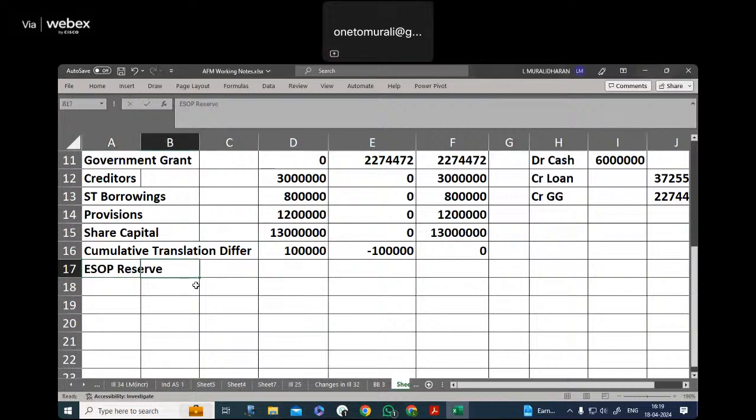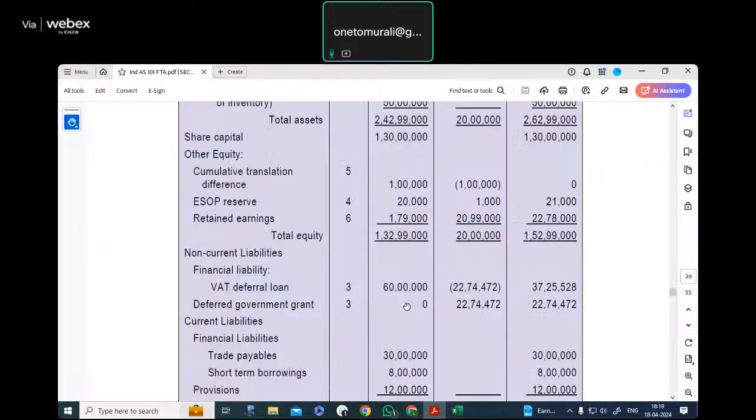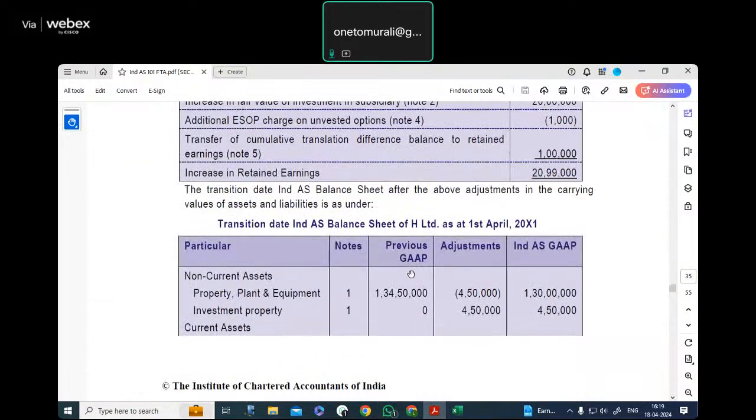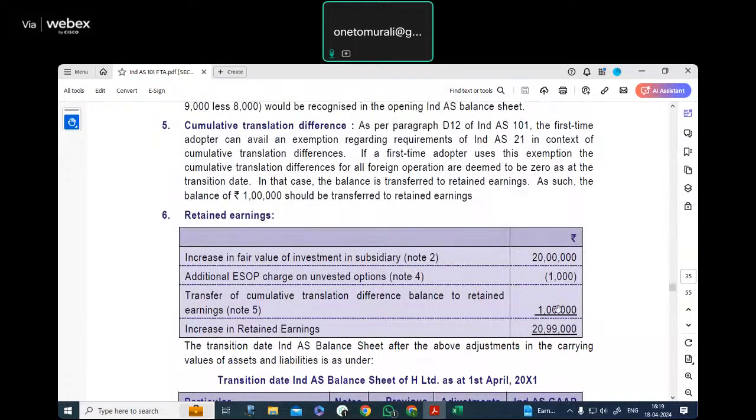ESOP reserve 20,000, and there is only 1,000. There is a change that you are having, and it is 21,000. We will be taking it up. Is it okay? Now, taking to the next stage. These are the changes. So this 1,000 taken up and that 1 lakh we have adjusted. So totally it is 20 lakhs and 99,000.